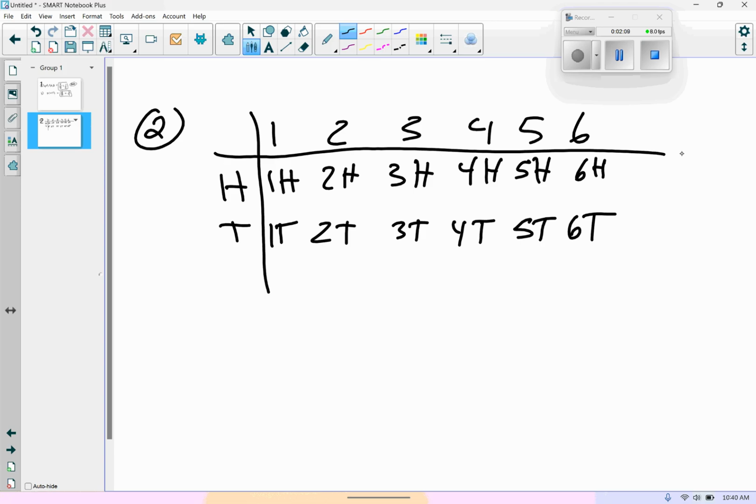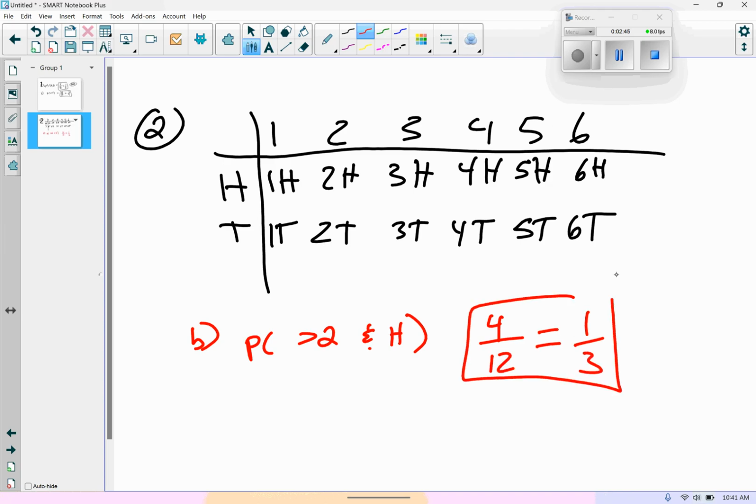All right. So we want to know what's the probability of rolling greater than a 2 and a heads. So this is how we're going to do it. Greater than a 2 and a heads. So I have to deal with the heads only and greater than a 2. So I have 1, 2, 3, 4. So I have 4 out of 12. Or you could make that 1 out of 3. It's either way. Do you see how I use the sample space to answer the question?